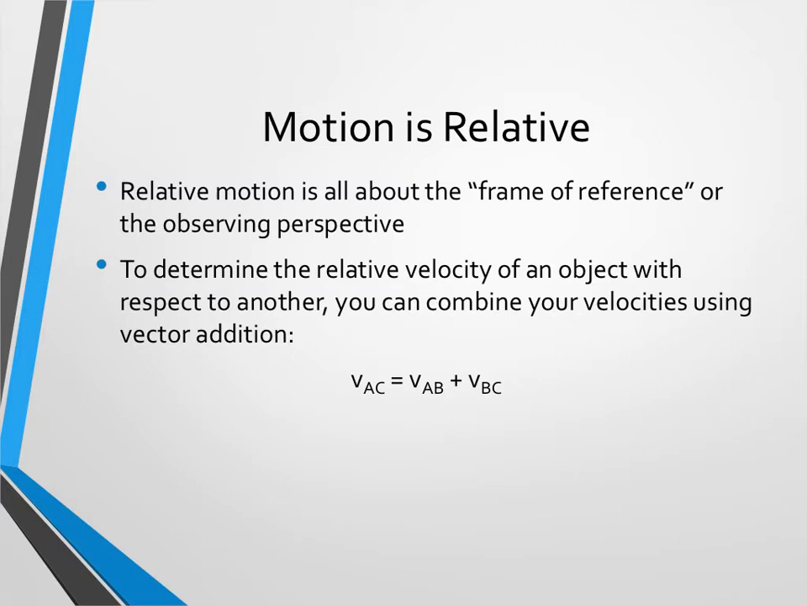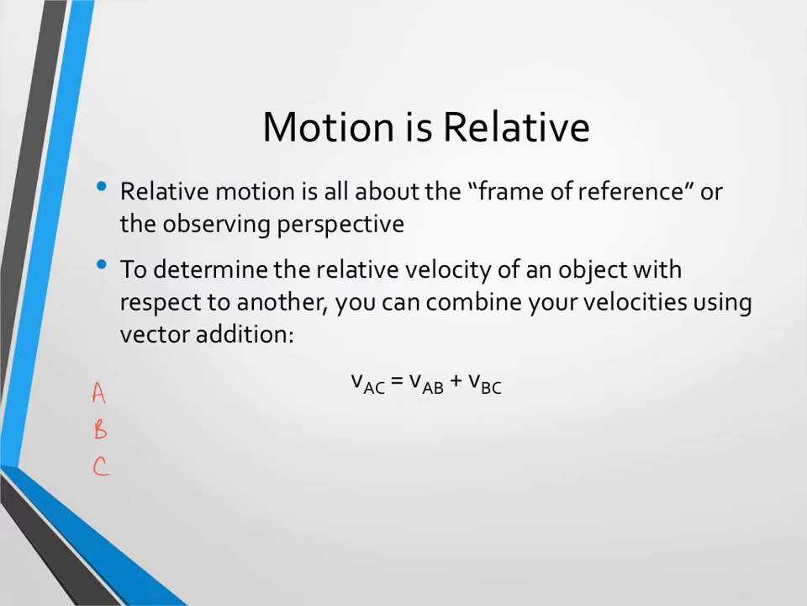And so, we have this equation right here to determine the relative velocity of an object with respect to another. So this is a basic example where the examples we're dealing with have three objects. So here we're going to start with object A, object B, and object C. You can label it however you want. A, B, C is for this example.